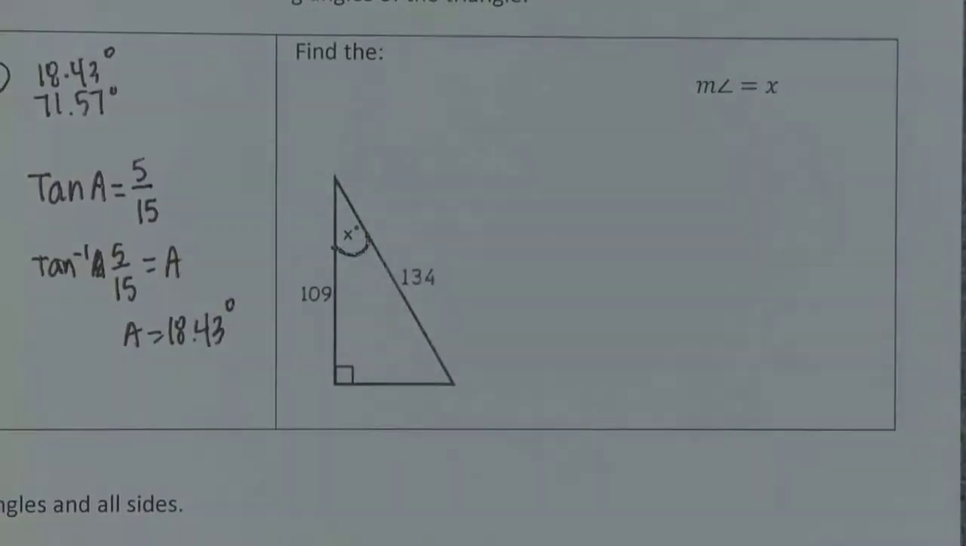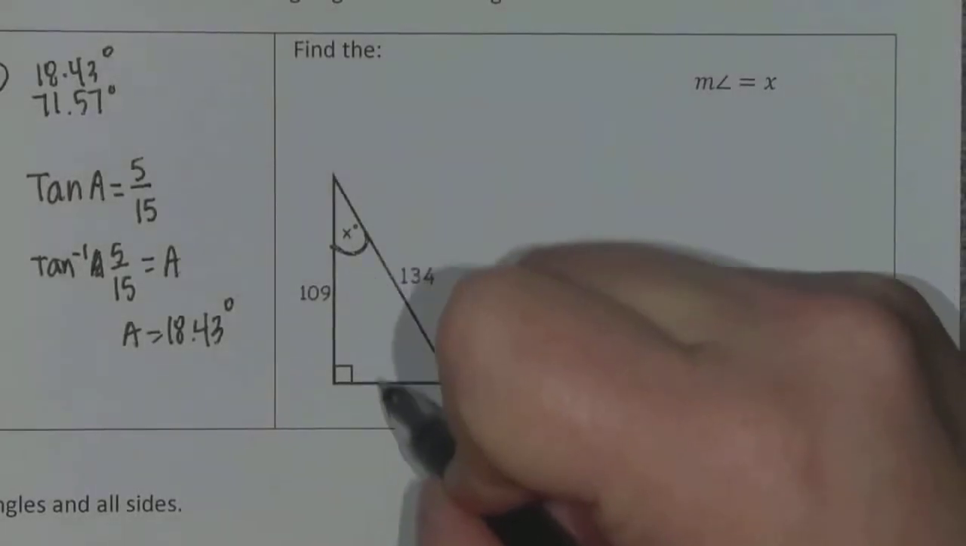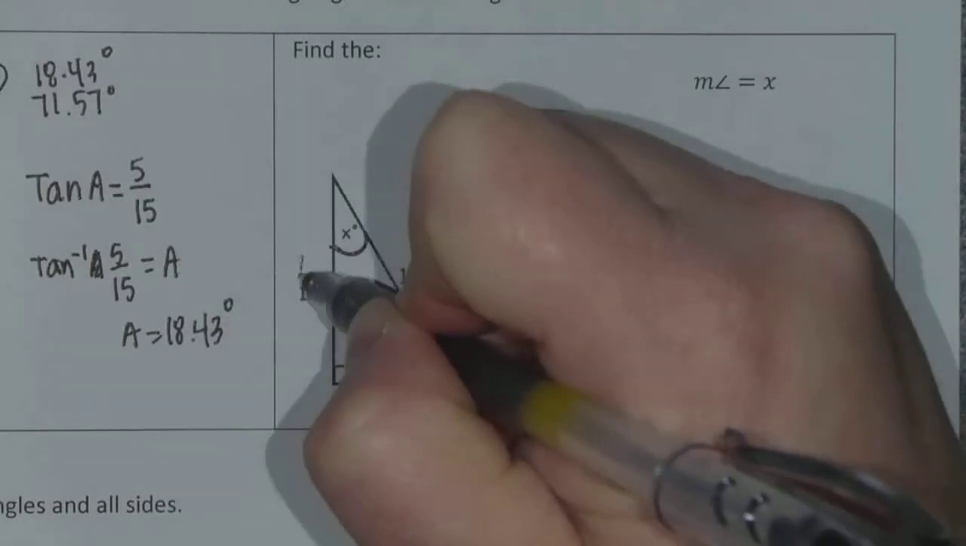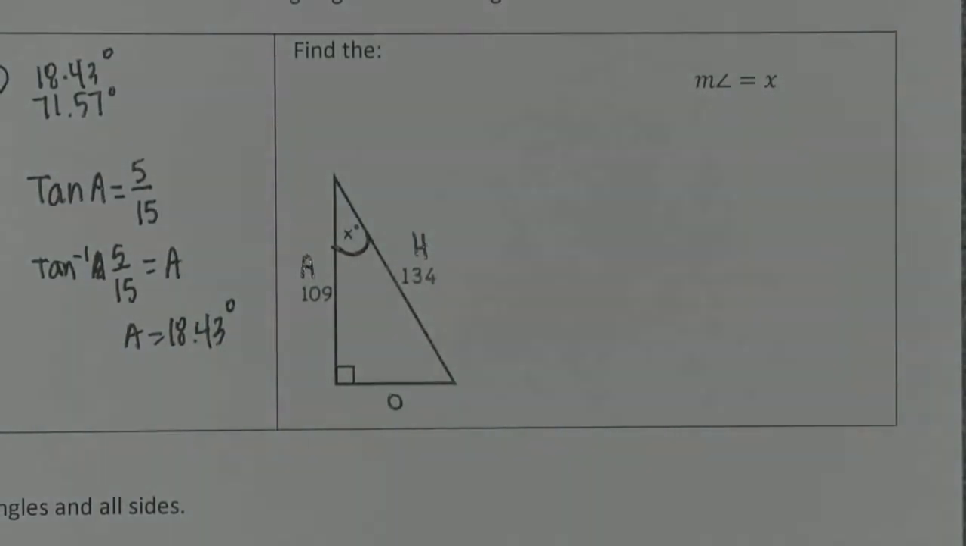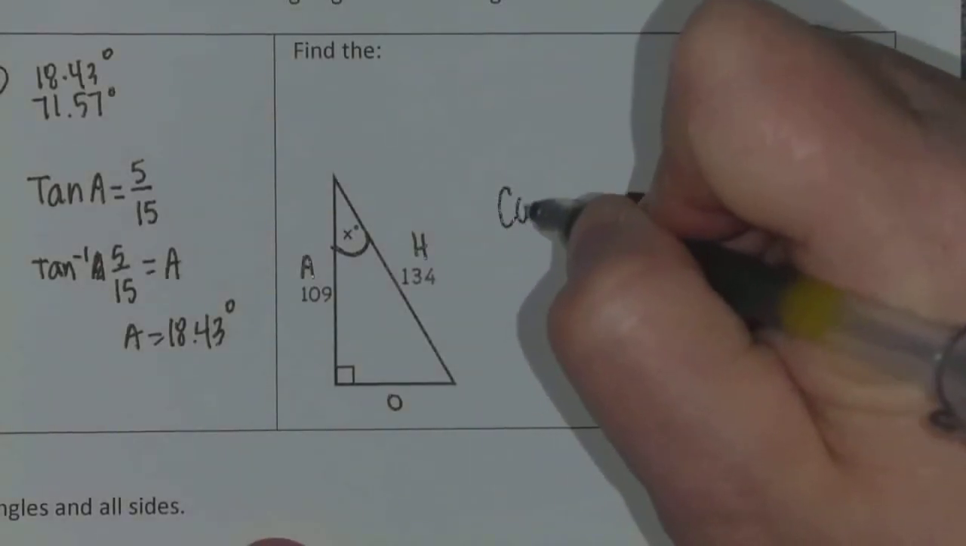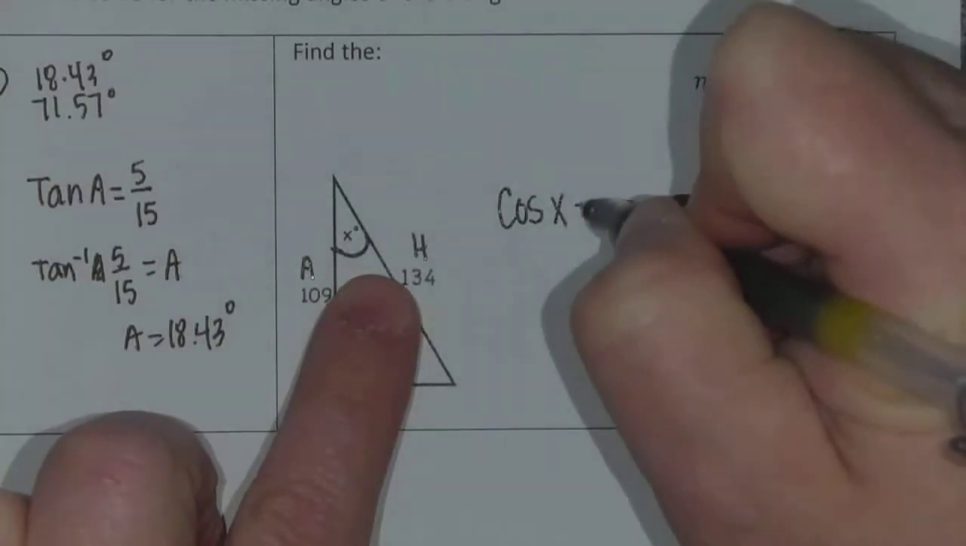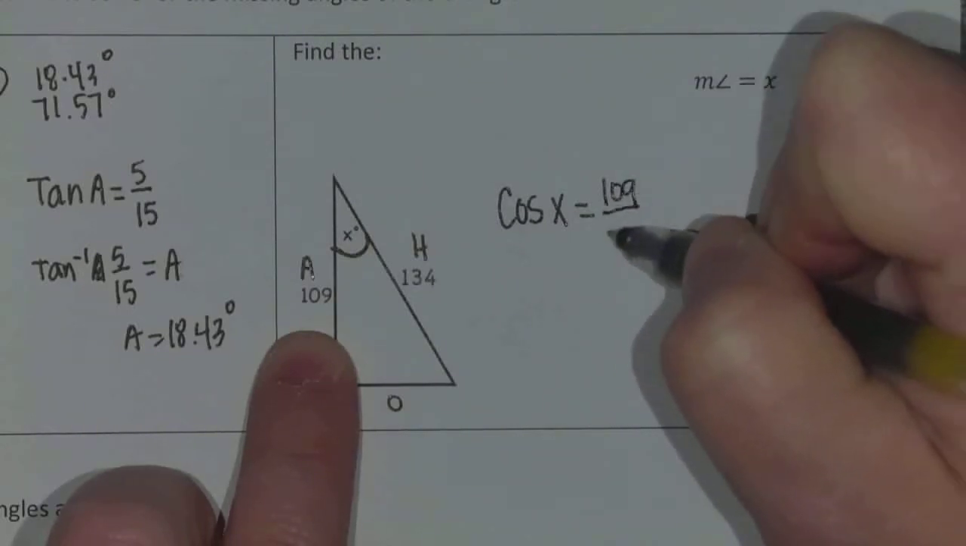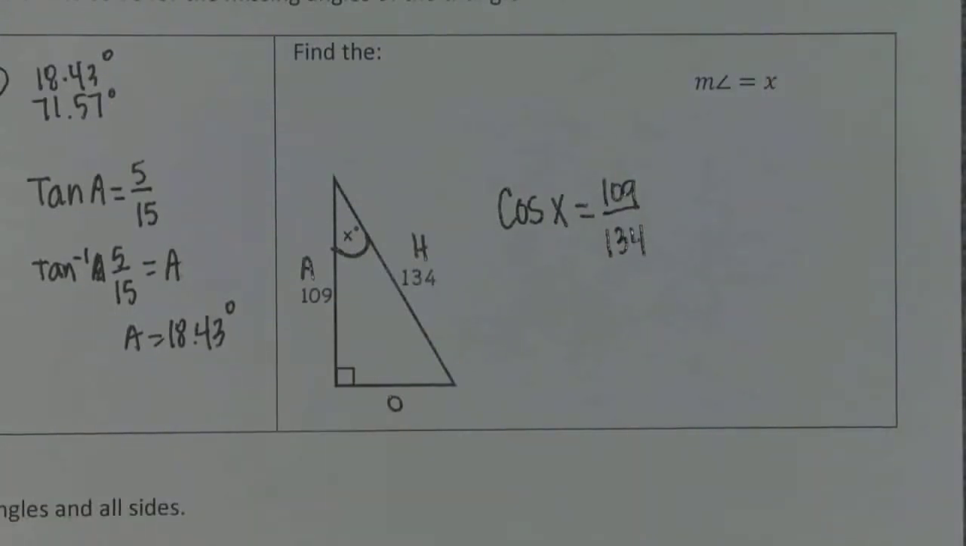So here's my X right here. Help me label my triangle from that spot. So here's my opposite, which I didn't use. This is my hypotenuse, and this is my adjacent. So I have the adjacent and the hypotenuse. Which trig function is that? Cosine. So I'm going to say the cosine of angle X equals the adjacent over the hypotenuse. You guys okay with how I set that up? Yep.